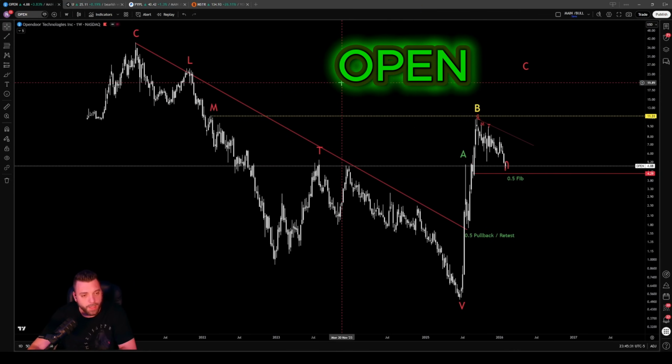Next one is open. So open is the easiest chart I have, I think. Maybe Weber is easier, but still. And there are only two versions: hero or zero. Yeah, I will show why.